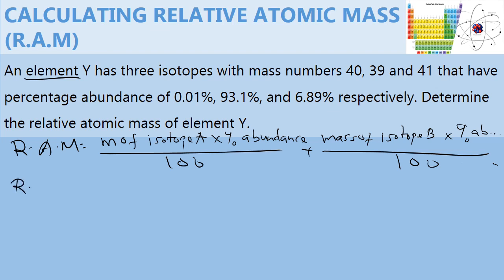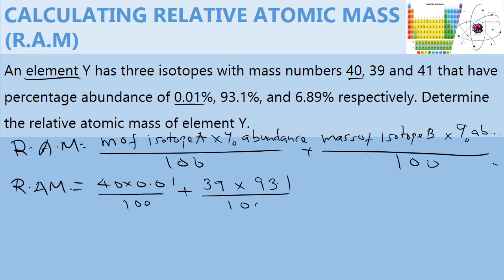So in this question, we shall have the relative atomic mass as the first mass and the first percentage. So it is 40 times 0.01 divided by 100. Then we add 39 multiplied by 93.1 divided by 100, and then we add 6.89 multiplied by 41 divided by 100.